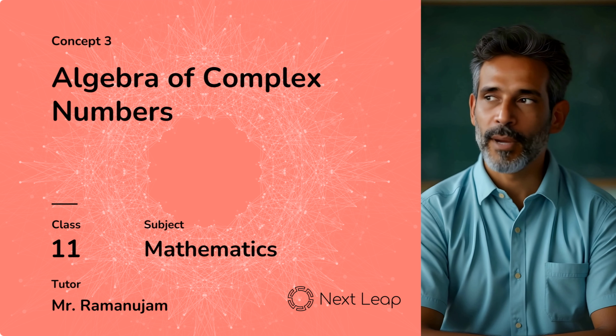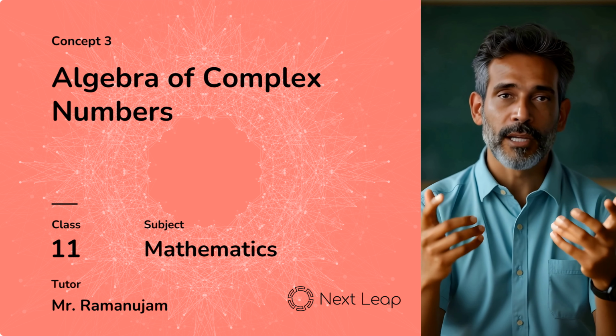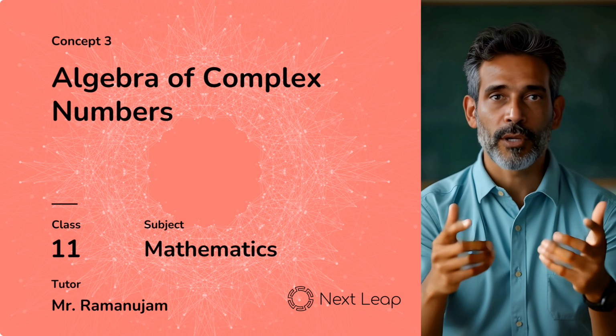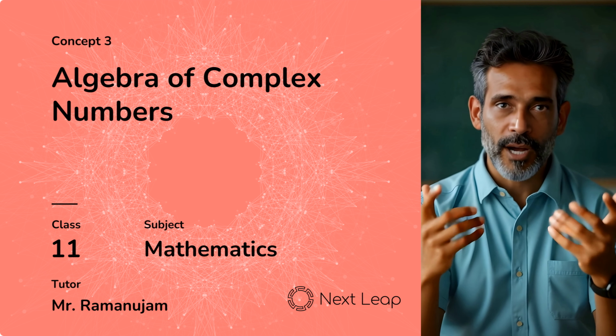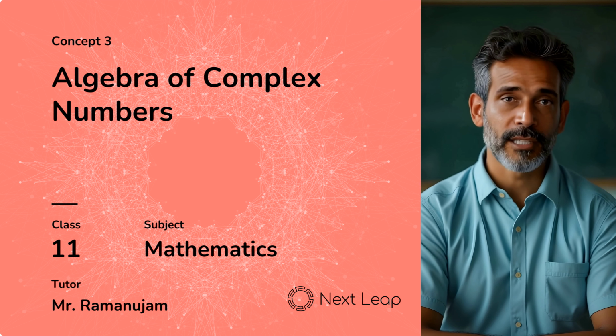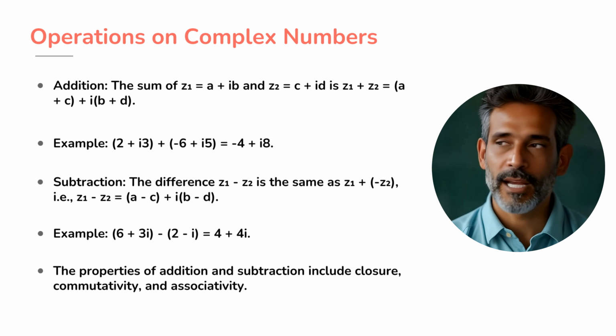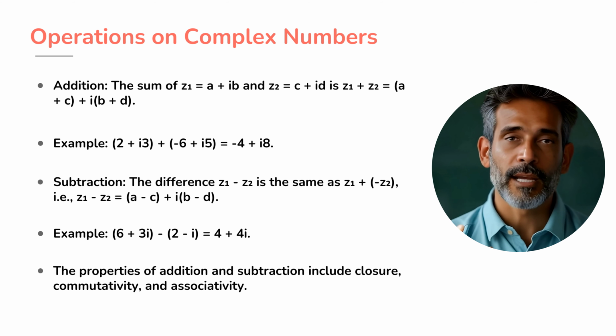The addition of complex numbers is done by adding their real and imaginary parts separately. For example, (2 + 3i) + (4 - 5i) = 6 - 2i. Addition works by combining real parts and imaginary parts separately.